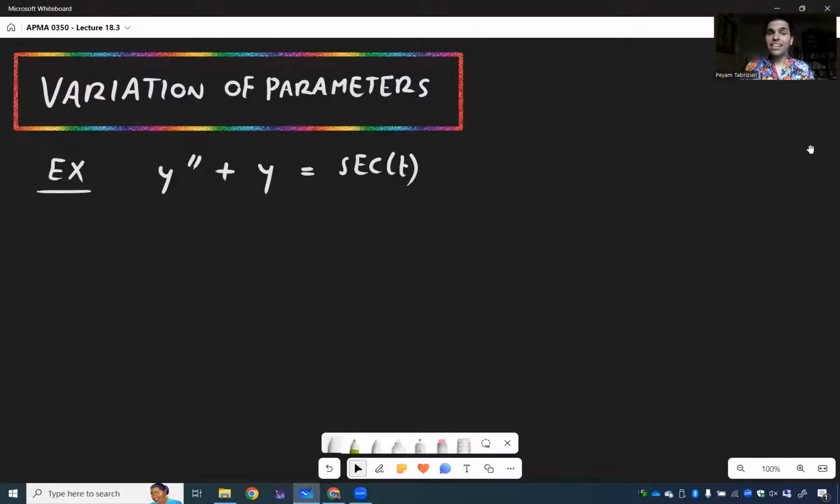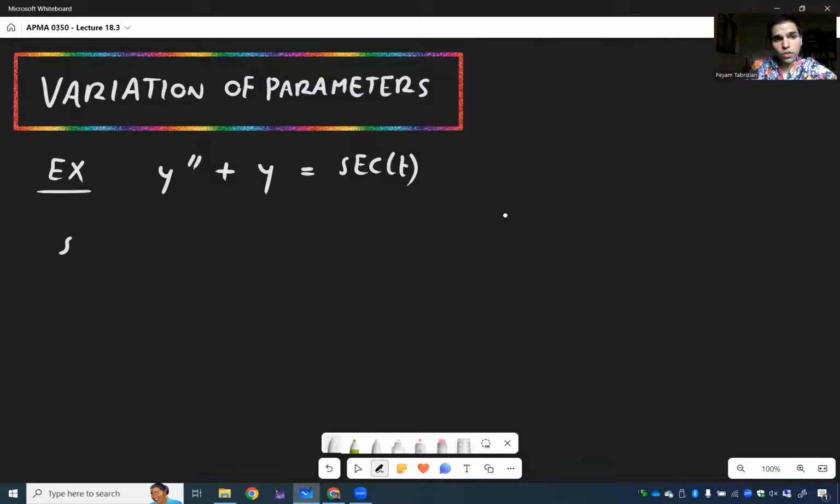Now we are finally ready to solve an ODE using variation of parameters. And in fact, let's solve y double prime plus y equals secant of t. By the way, how do you know to use variation of parameters? Well, secant is not one of the functions that undetermined coefficients deals with. It's not exponential, it's not a polynomial, and it's not cosine or sine. That's why we need this new method to solve this.